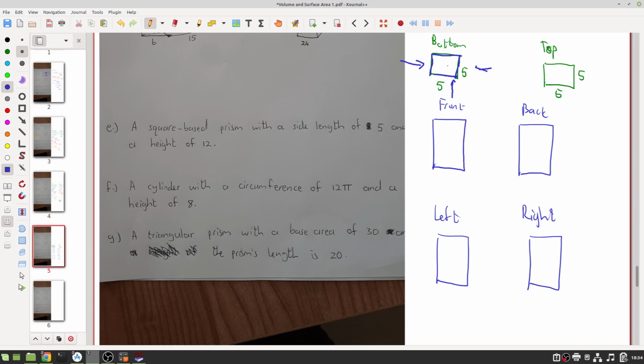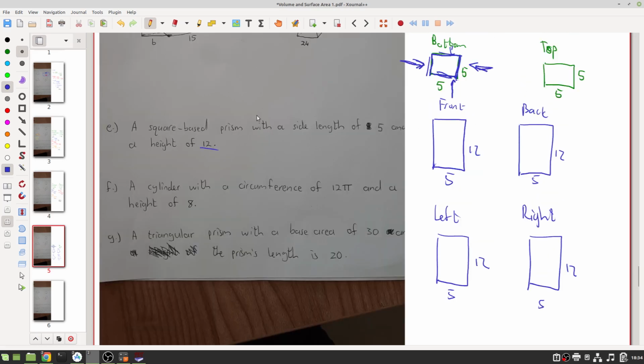So if we think about the front part, this length is 5, right? And we're told it has a height of 12, so the height is 12. Now the back, so we're looking at it from that side, so this length is 5, and then the height is 12. The left, so we're looking at it from this side, so this length is 5, and the height is 12. And the right, we're looking at it from this side, so this length is 5, and the height is 12.